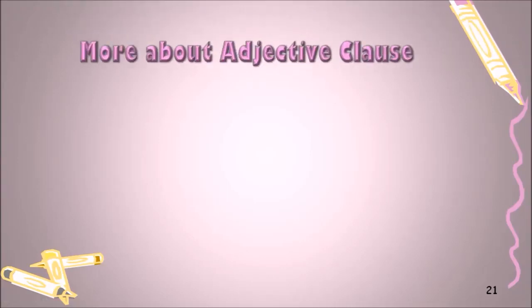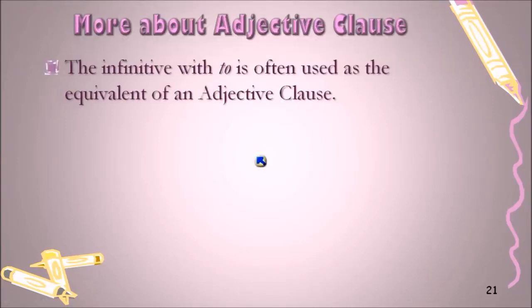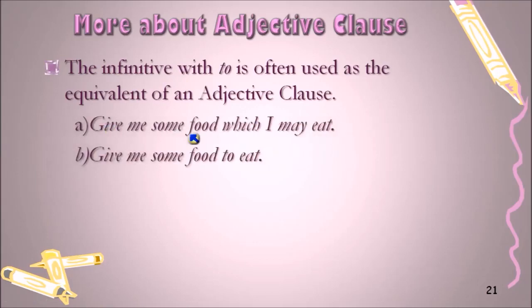And again, in our effort to discuss adjective clauses, we have reached the infinitive. So the infinitive with to is often used as the equivalent of an adjective clause. How? Give me some food which I may eat. If you consider this part, which I may eat, this is an adjective clause. And now we are producing the same sentence as: give me some food to eat. So to eat, this infinitive works as which I may eat. So it does the work of an adjective clause.